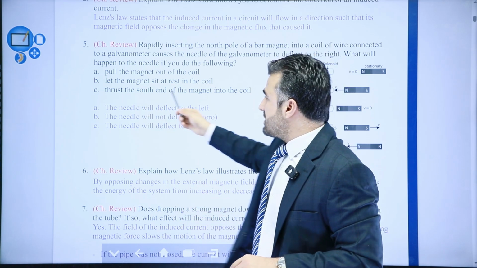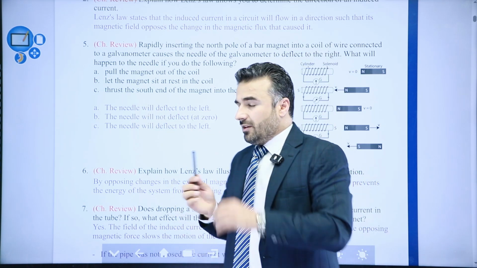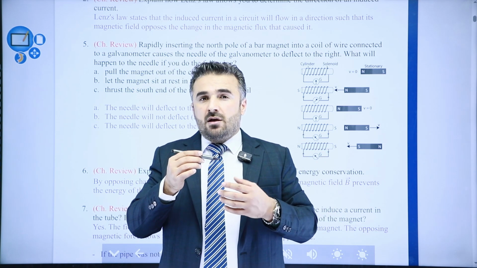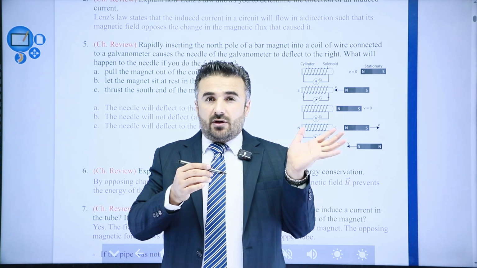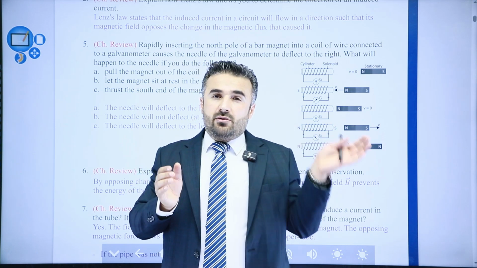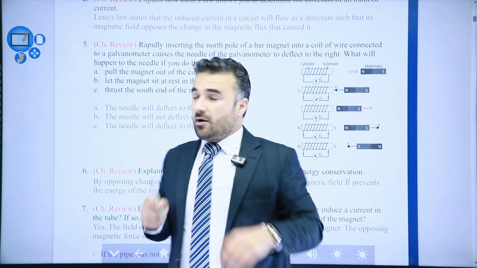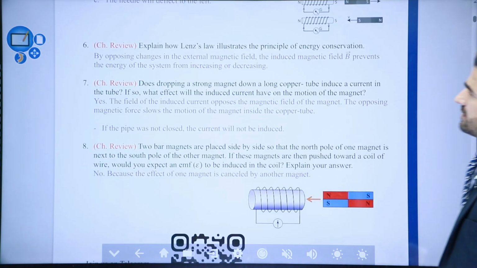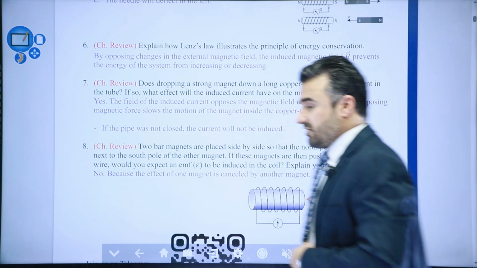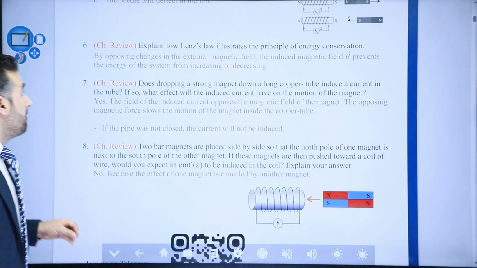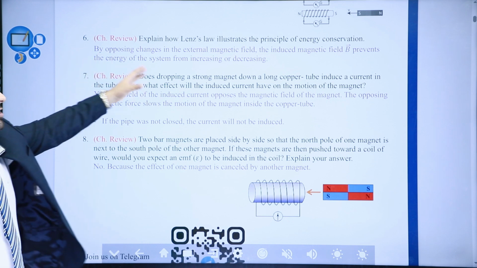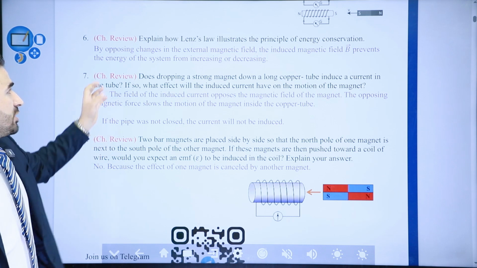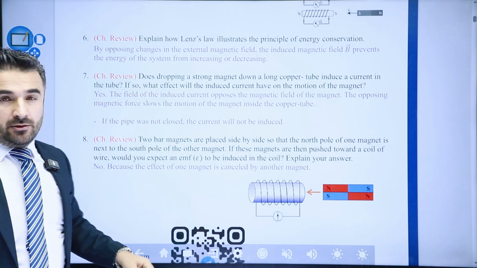Then it says thrust the south end of the magnet into the coil. Now, instead of inserting the north pole, you insert the south pole. What happens? Once again, the galvanometer needle will shift in the other direction. The first time it shifted to the right; now it is going to shift to the left because you reversed the polarity of the magnet. Then it says, explain how Lenz's law illustrates the principle of energy conservation. That is also very important. By opposing the change in the external magnetic field, the induced magnetic field prevents the energy of the system from increasing or decreasing.